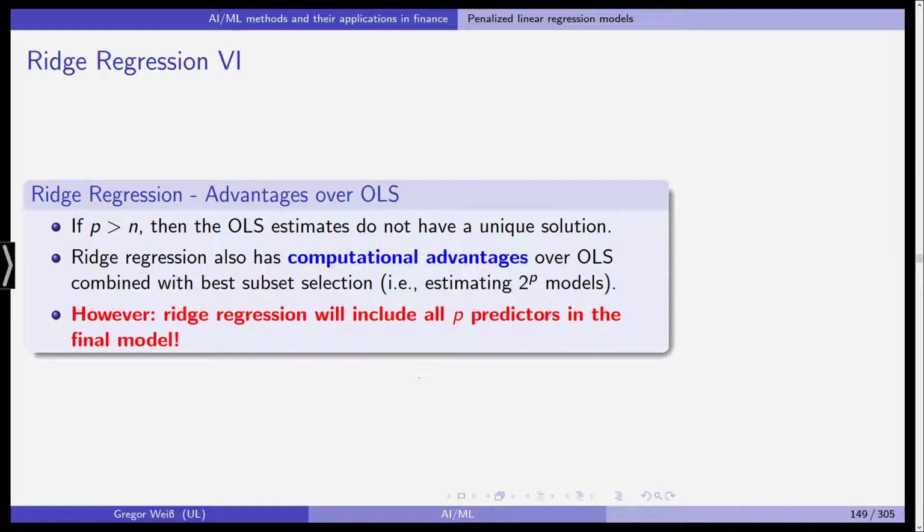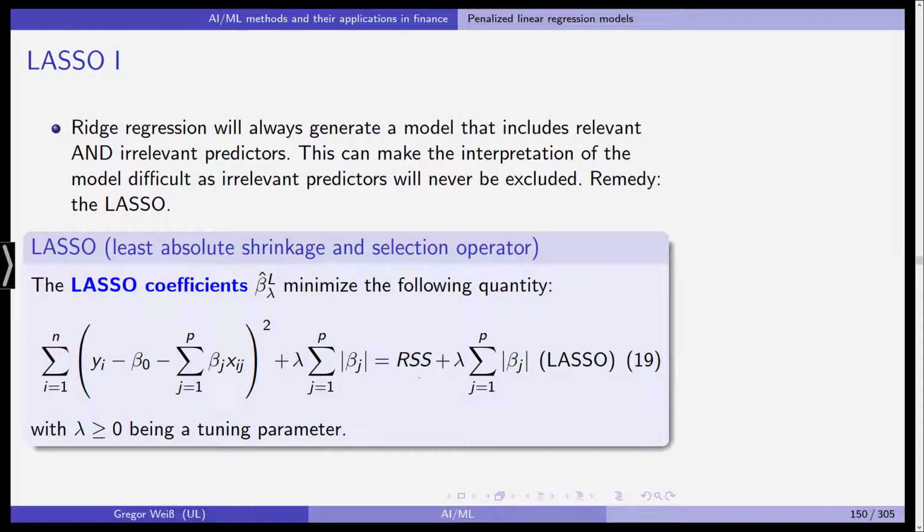It also has computational advantages over OLS combined with best subset selection. That is, in ridge regression, we're using all predictors. In OLS, this would be done by best subset selection, that is, we would need to estimate 2 to the power of p models, and this quickly becomes unfeasible. And ridge regression has one serious disadvantage. It will include all p predictors in the final model, and almost always the coefficients will not be equal to 0. And this is why one can then move on to the so-called Lasso.